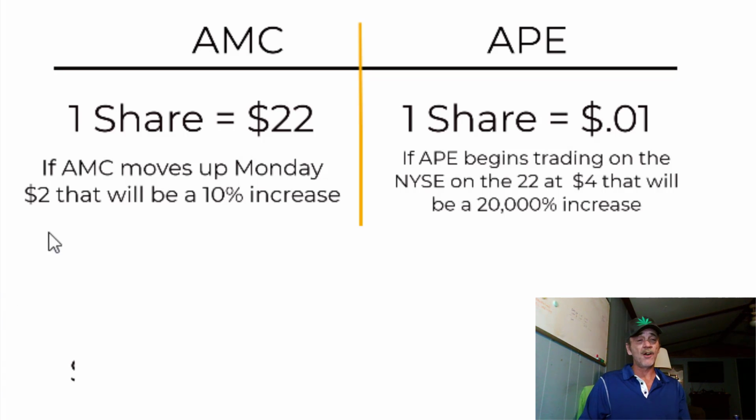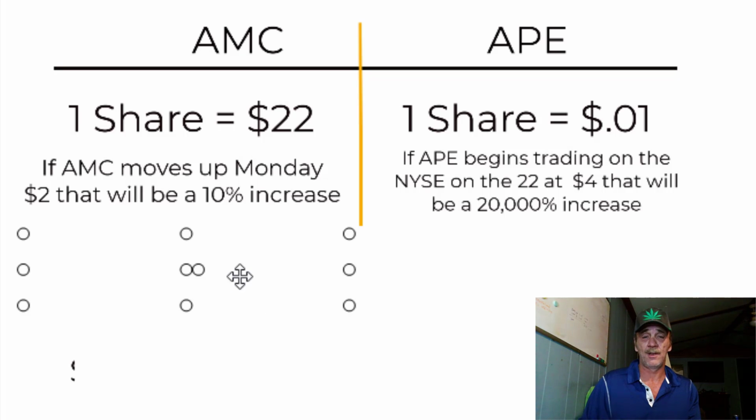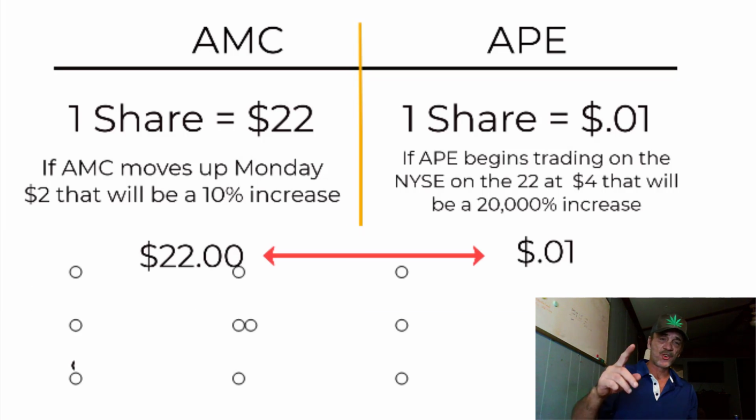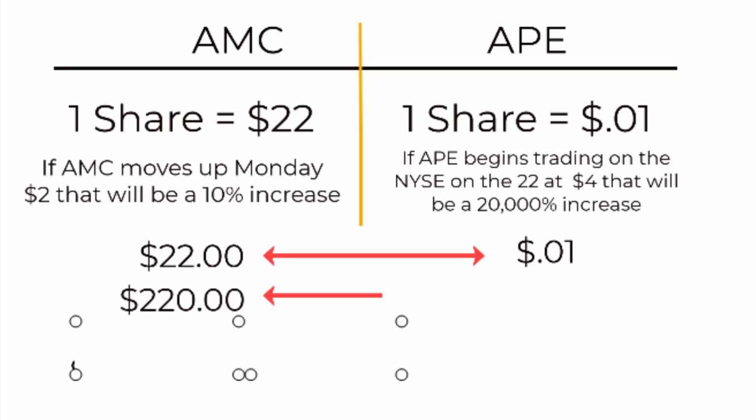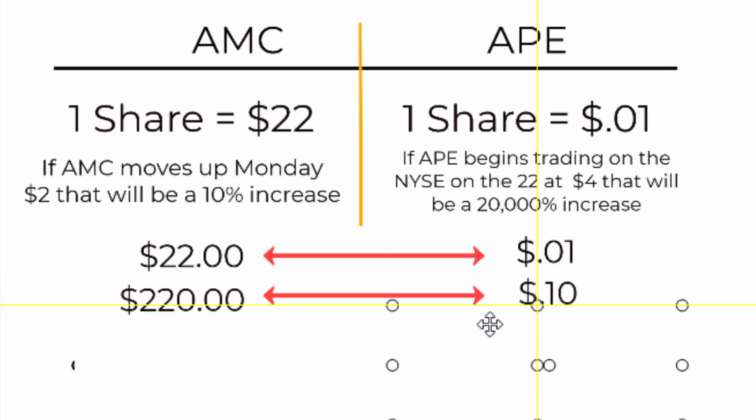Now, since we're talking percent, I want y'all to take a look at this. You have one share of AMC, that's going to be $22. You have one share of APE, it's going to be 1 cent. If AMC was to add a zero from $22 to $220, then the APE share would have to be 10 cents to match the percentage. It's just added a zero. This added a zero from 22 to 220. This added a zero from 1 cent to 10 cents.